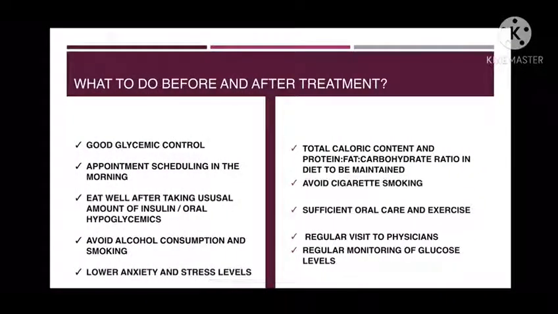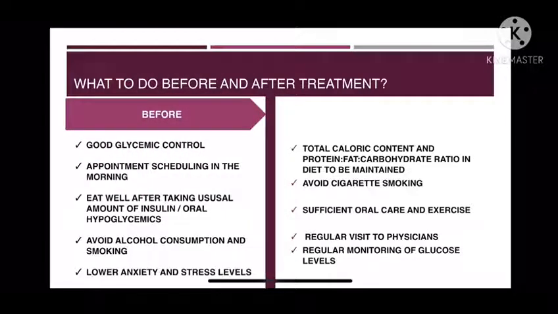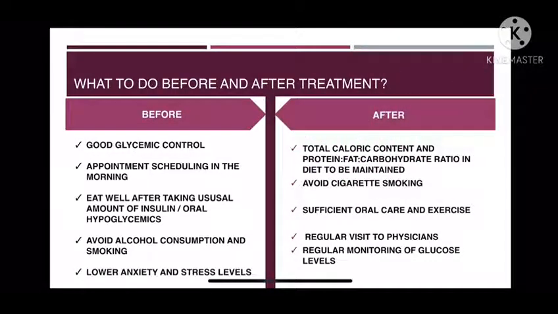For a successful treatment, before treatment, good glycemic control must be maintained. Appointments must be given in the morning. Avoid alcohol consumption and smoking. And after treatment, the total caloric and protein fat ratio must be maintained. Avoid cigarette smoking. Sufficient oral care should be given. Regular visits to the physician and monitoring of blood glucose must be done.